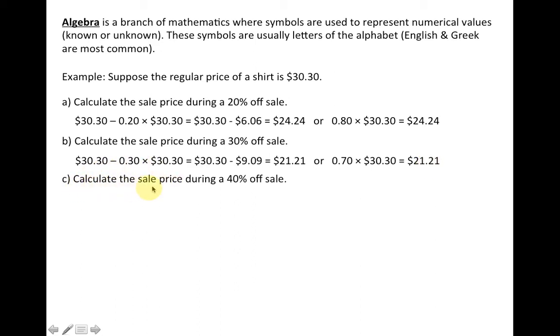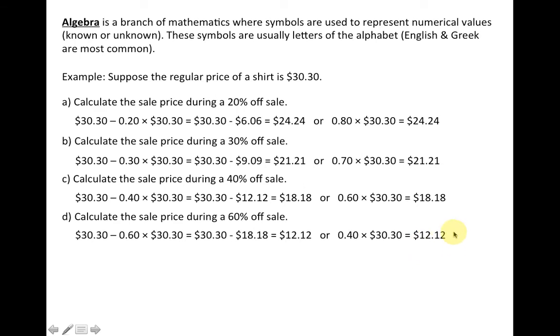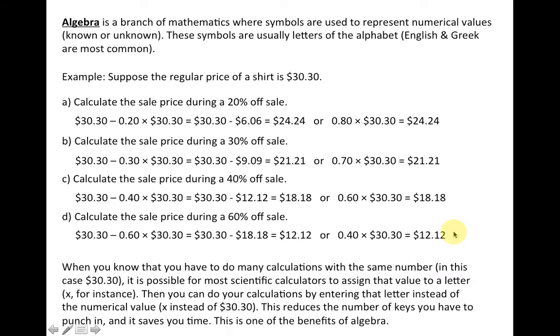So now let's suppose we want to calculate the sale price during a 40% off sale. And of course it's the same calculation. You're probably getting a little bit tired of it at this point, but what I want to show you is that if you have to do repeated calculations with the same number over and over, when you know you have to do many calculations with the same number, in this case $30.30, it is possible for most scientific calculators to assign that value to a letter.